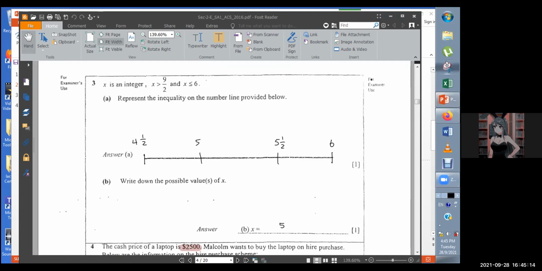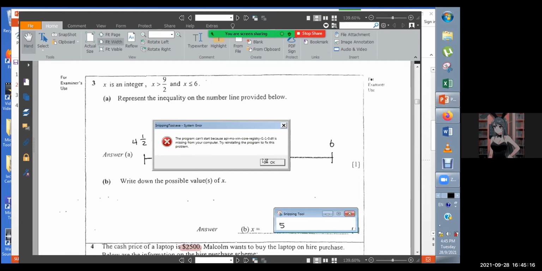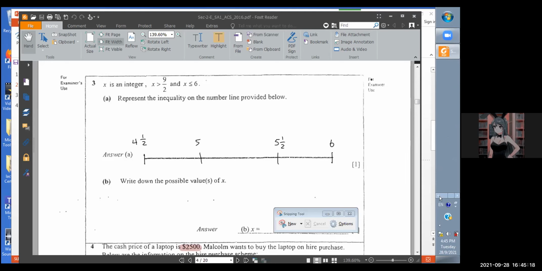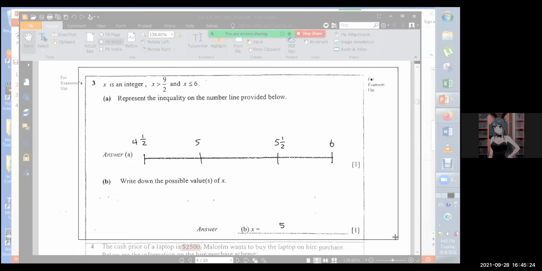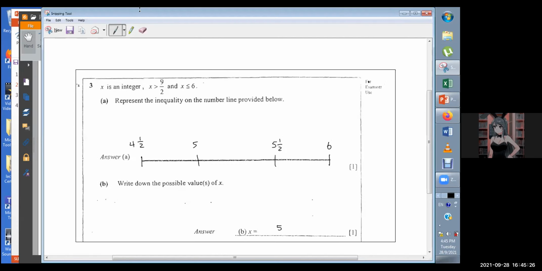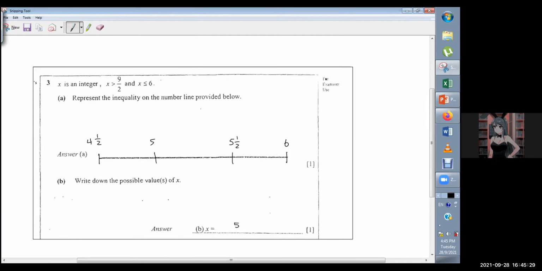Okay, let me just get this question out so that you can see my screen, because sometimes I might be talking here, and if you feel something is not right, I just voice out. All right, so over here you have this x bigger than 4.5. And then you also have this x smaller or equal to 6.